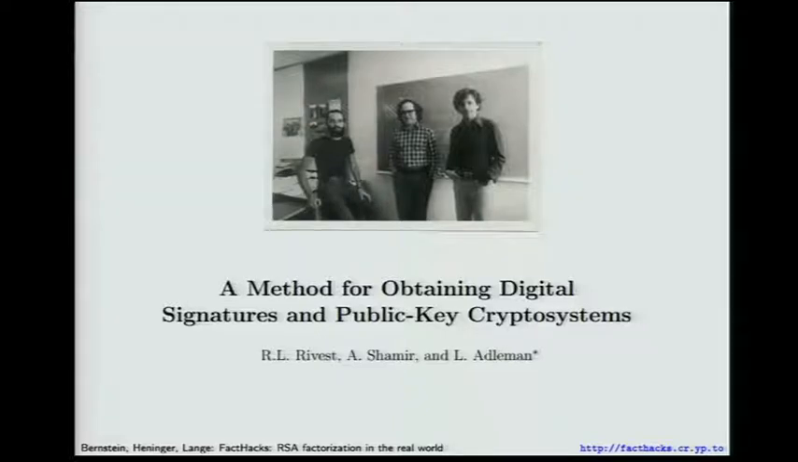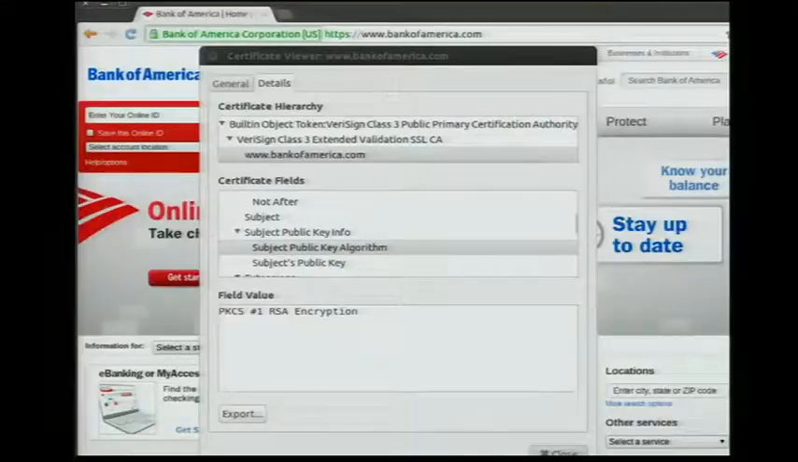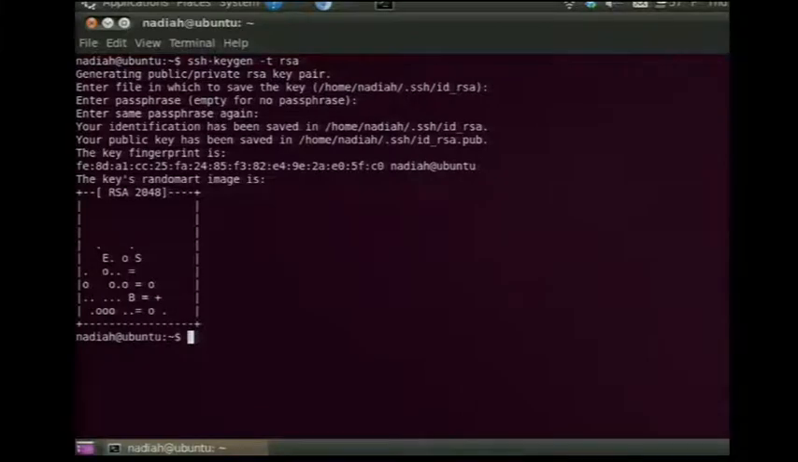So the RSA paper was the first published public key crypto system. That was in 1977. This revolutionized cryptography and enabled the development of the internet. So 35 years later, RSA is still the most commonly used public key crypto system. If you ever use the internet, you probably use it every day. Here is a sample SSL certificate, which uses RSA. If you use SSH, you probably have an SSH key, which probably is RSA.